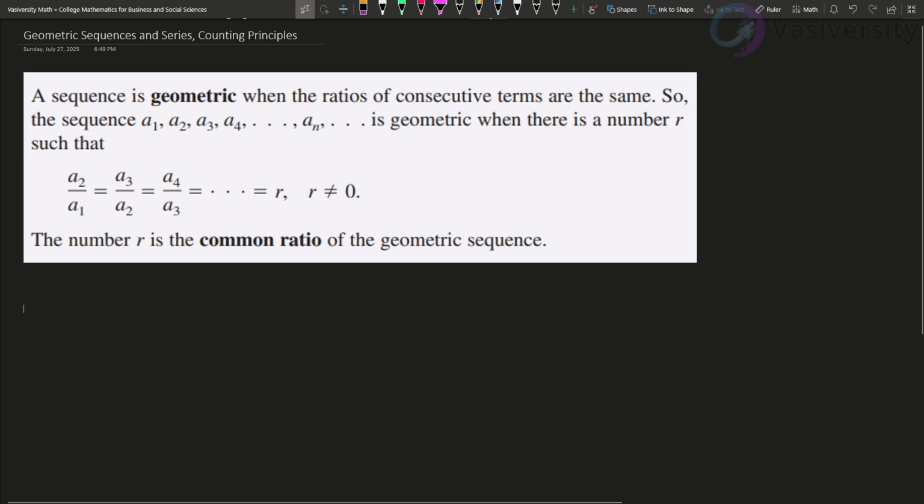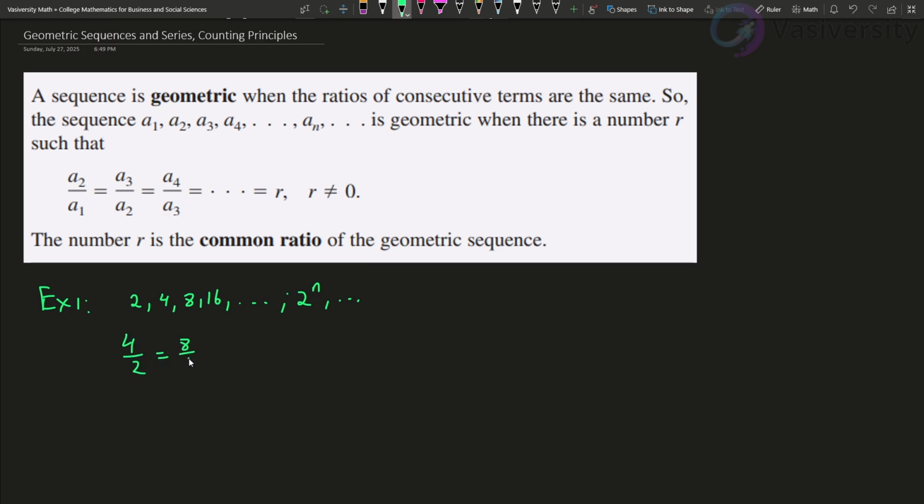Okay, so for example, sequences. Example 1: we have 2, 4, 8, 16. It's 2 to the power of n. So 4 over 2 is equal to 8 over 4, which is equal to 16 over 8, which is equal to 2. So in this case, our r is equal to 2.